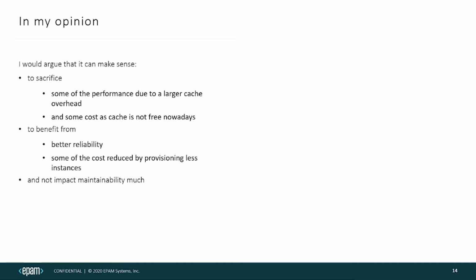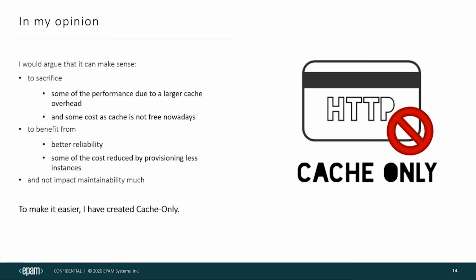So in my opinion, it is arguable that someone would sacrifice some performance due to larger cache overhead if performance is not the ultimate goal, and even some cost paid for caching in order to benefit from better reliability, for example, or reducing the cost of the provisioned instances, especially if maintainability is not suffering much. And especially with this mindset, and for the bulk and batch requests, I have decided to create CacheOnly, which is making this process a bit easier, hopefully. Let's see how it works.